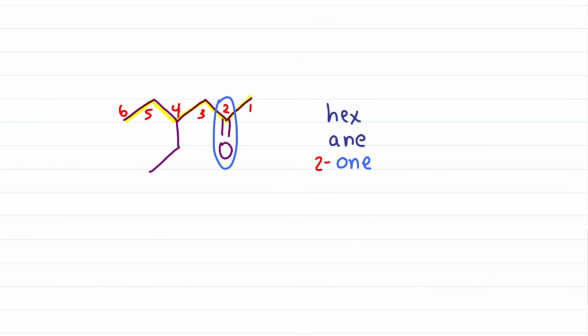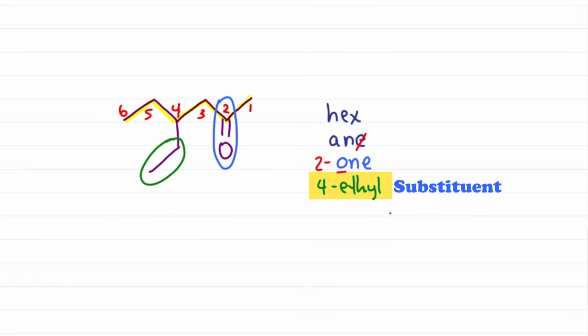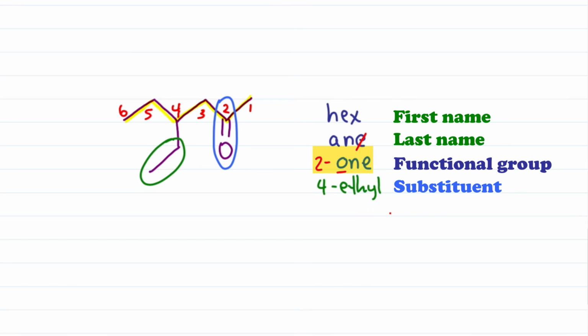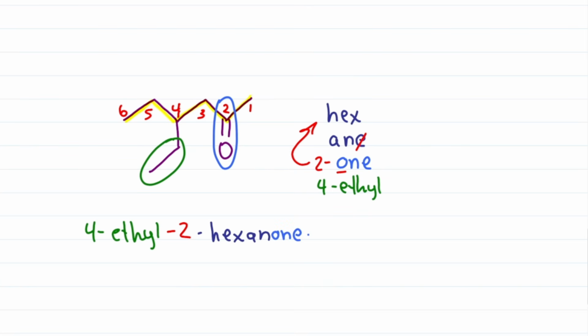And finally, I have an ethyl substituent on carbon 4. Since my functional group starts with a vowel, I drop the E in ane, putting the name together as substituent, first name, last name, functional group suffix, giving me 4-ethyl, drag the 2 in front of the name for 2-hexanone. Or some professors will also keep the 2 where it is, and in that case you don't drop the E because you no longer have one vowel following the next, for a name of 4-ethyl hexane 2-one.